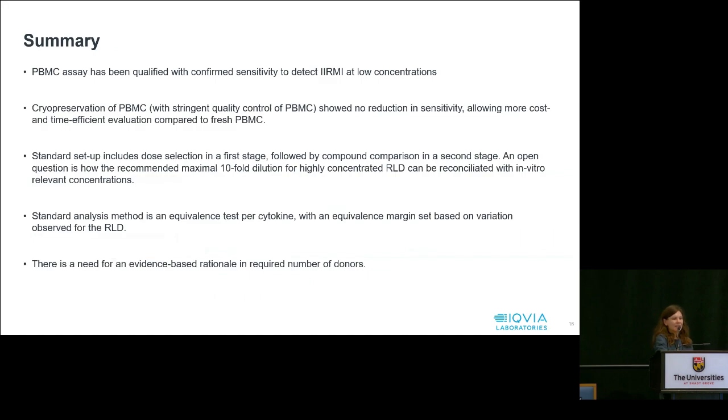And as a last slide, I just have the summary. So we have qualified the PBMC assay, where we have confirmed the sensitivity to detect the ERMs at a low concentration. We have shown that cryopreservation of PBMC does not impact the sensitivity, at least in combination with a stringent quality control of those PBMCs, which allows a much more cost and time-efficient evaluation compared to the fresh PBMCs.